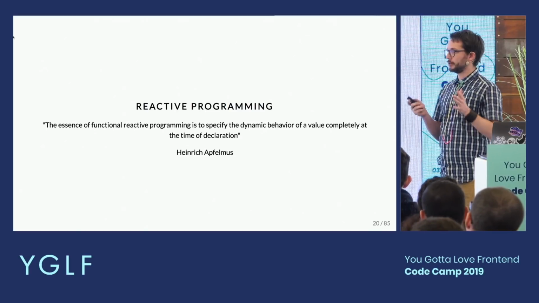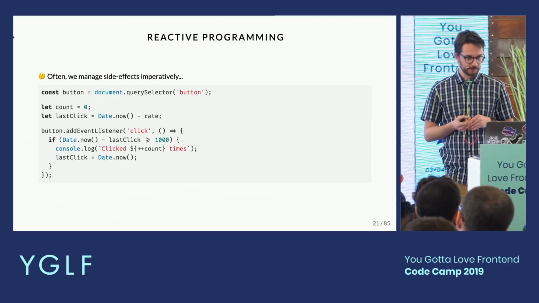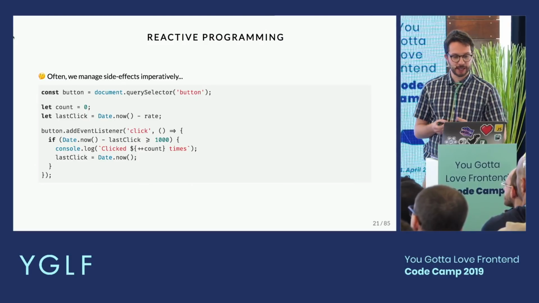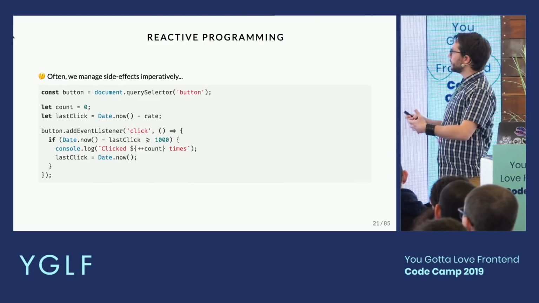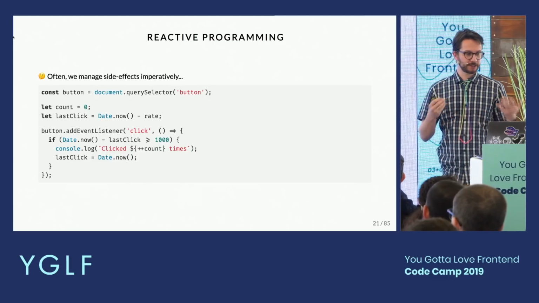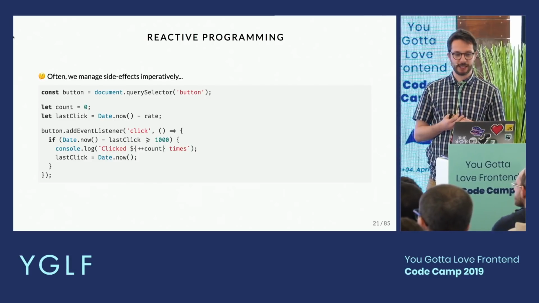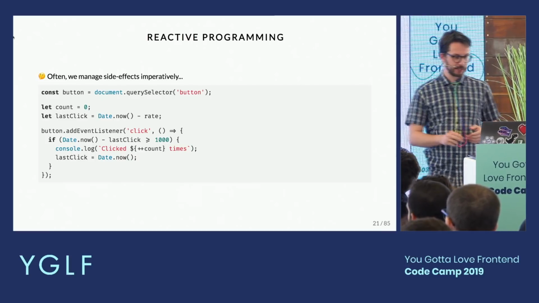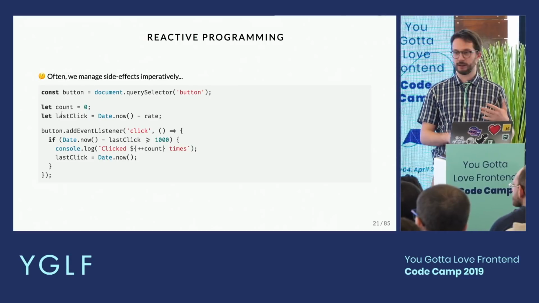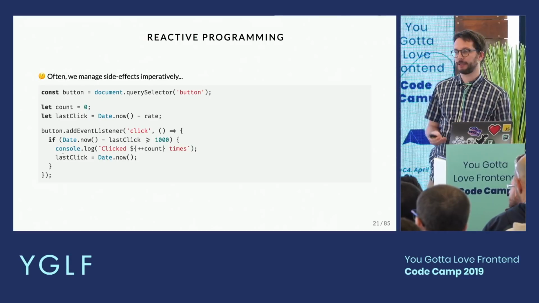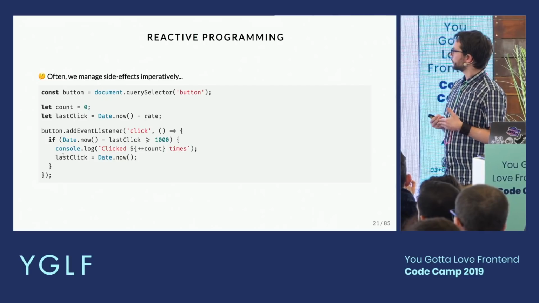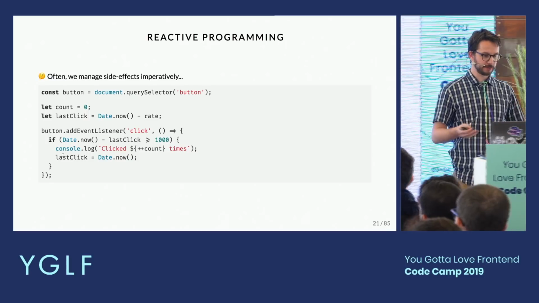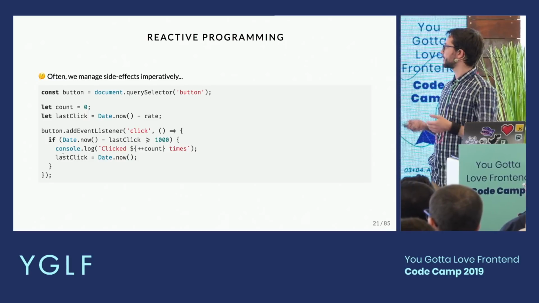That sounds a bit fake, so let's give a quick example. Often we manage our side effects in our application in a bit of an imperative way. For example, we are printing how many times something was clicked, and we want to debounce that, so we introduce state like when the last click was, and then we have all this imperative logic to take care of this. So there are a lot of moving parts in here, a lot of code being stateful and hard to test.